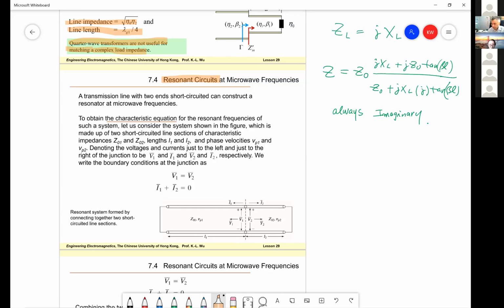Now let's say we have two transmission lines with different phase velocity and characteristic impedance. They connect, they have a joint. We call this a junction.